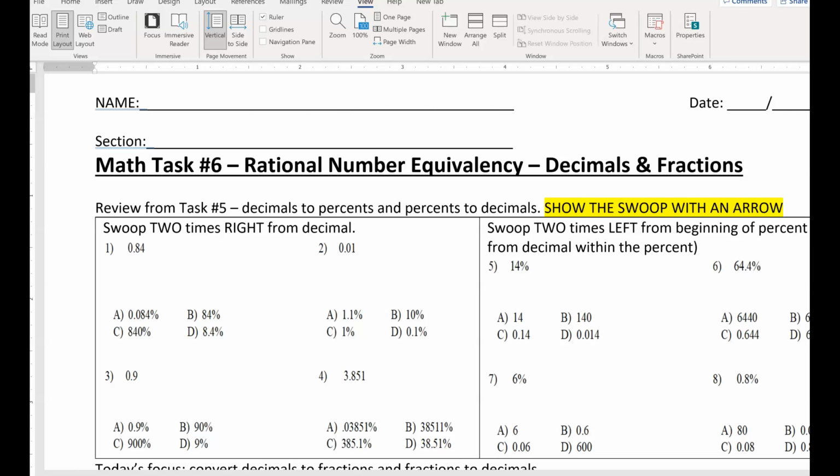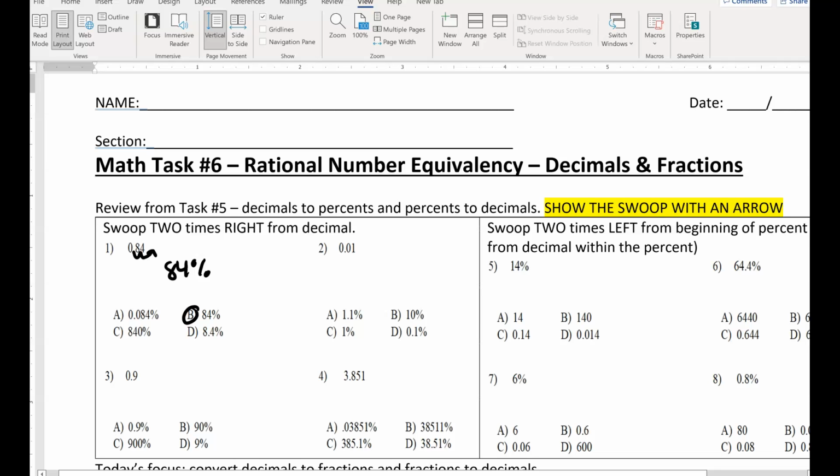So a quick review on how to go decimal to percent and percent to decimal. As it says right here, swoop 2 times to the right from the decimal. So we're going decimals to percent. We're starting at the decimal once, twice. Make sure you put that arrow on the end of your swoop so you know which direction you went. So this should be 84%. And obviously, go ahead and select that.